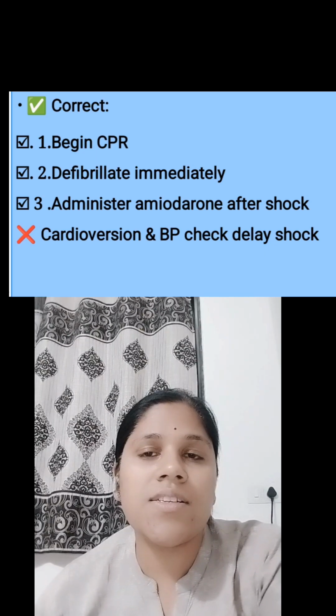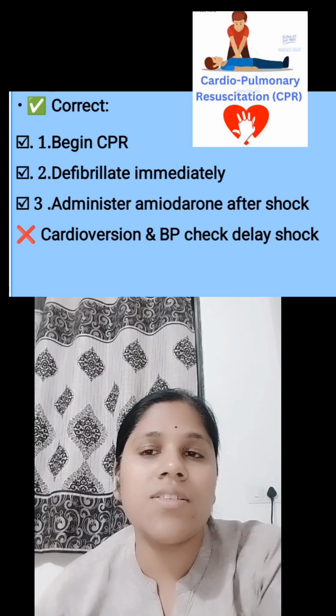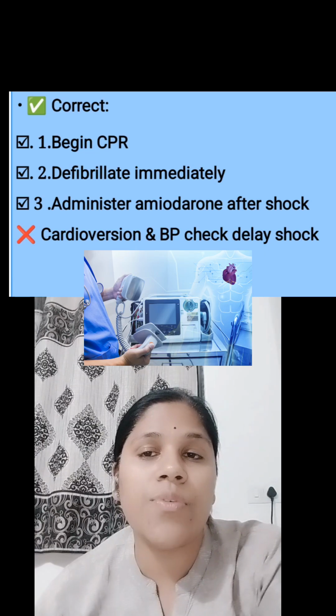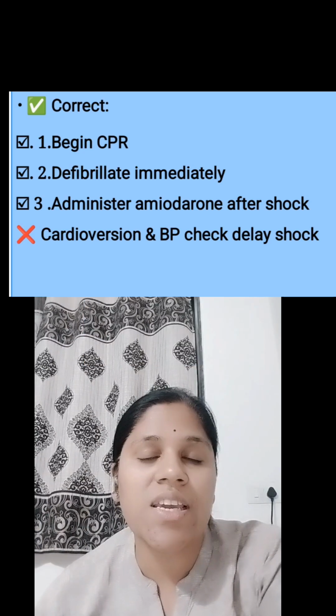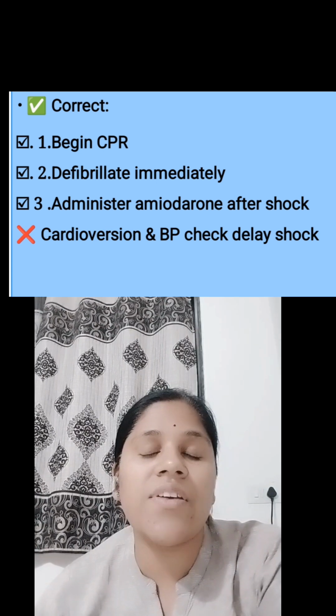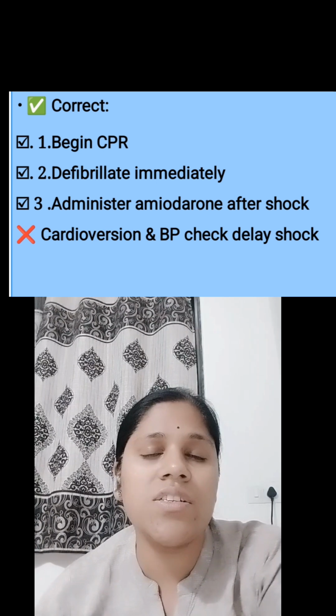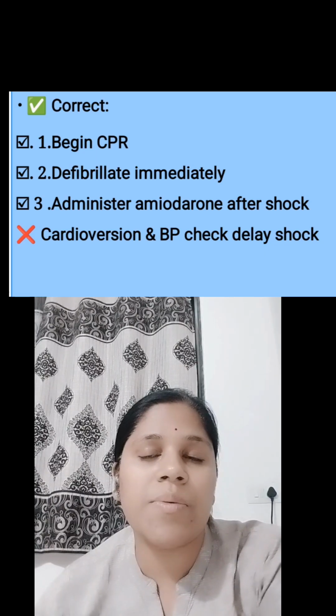Begin CPR is most important because there is no pulse, even though the heart rate showing on the monitor is 180. So we need to initiate CPR and defibrillate the patient immediately because there is no cardiac output. As I said earlier, it is a pulseless VT. And administer amiodarone: once the shock is given and the patient is settled but still has a higher rate, then we can give a medication, amiodarone, an antiarrhythmic medication.